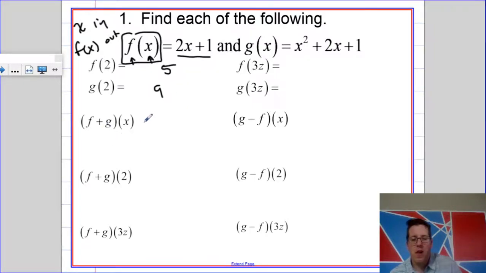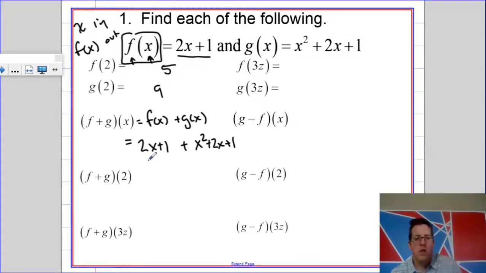So f plus g of x means f of x plus g of x. And the way that you can find that is by adding their rules. So f plus g of x would be x squared plus 4x plus 2.